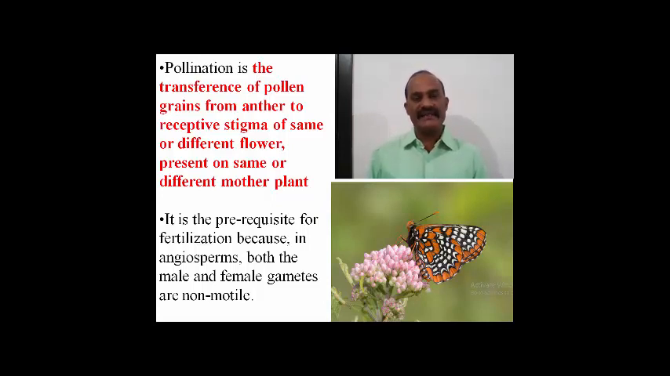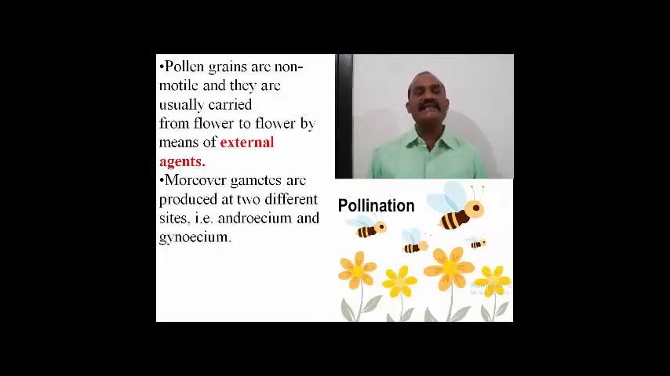Now pollination is definitely the most important prerequisite for fertilization, because in angiosperm both male and female gametes, as we have already discussed, are non-motile. As we see, the pollen grains are non-motile, they are usually carried from flower to flower by some external pollinating agencies. Generally, they are referred to as external agents. Moreover, the gametes are produced at two different sites, that is the androecium in the male and the gynoecium of the female. These are the sites for production of the male gametes as well as female gametes.